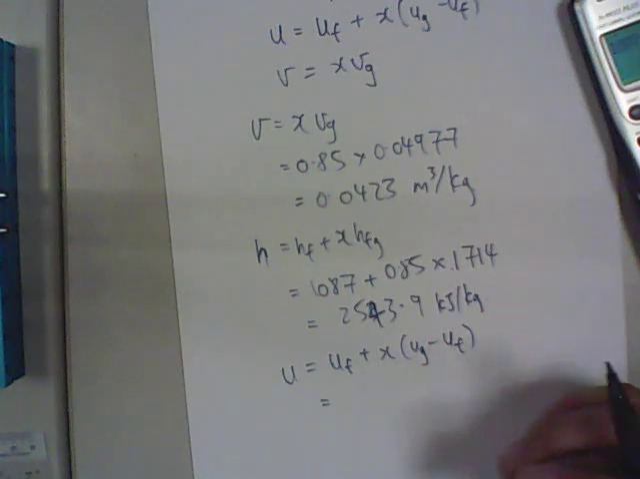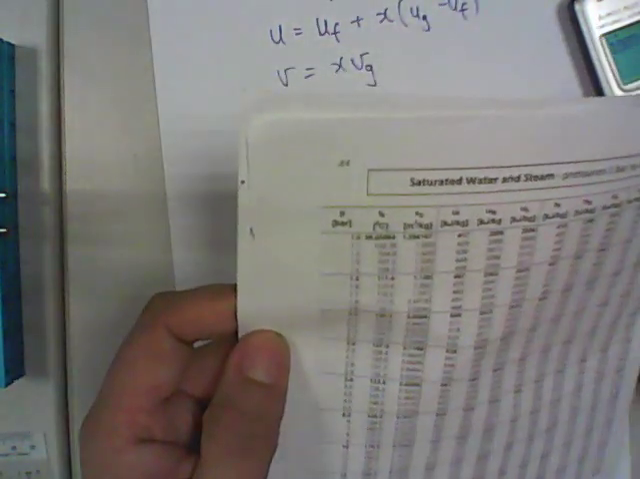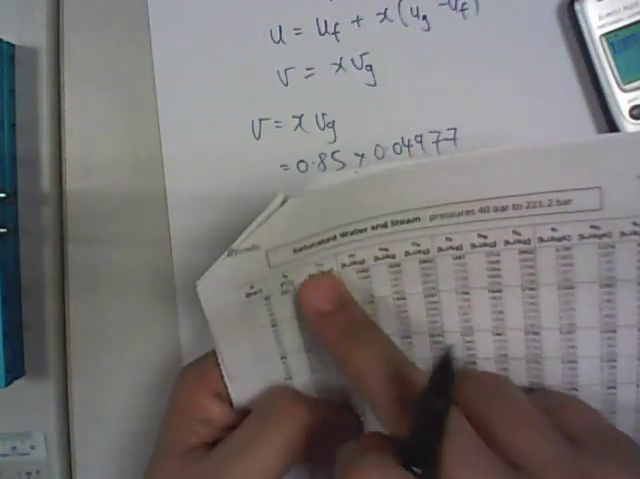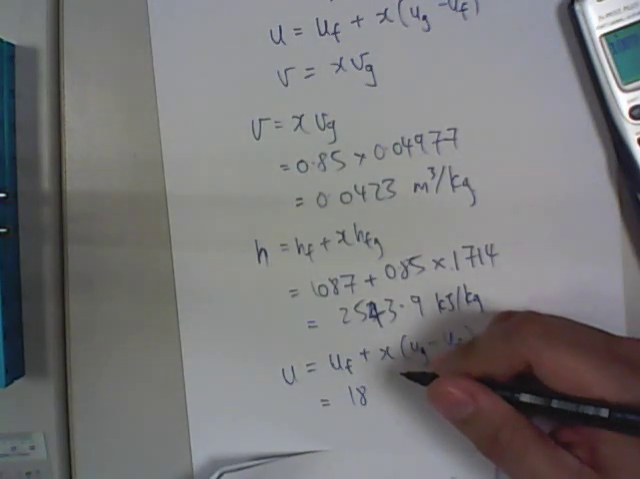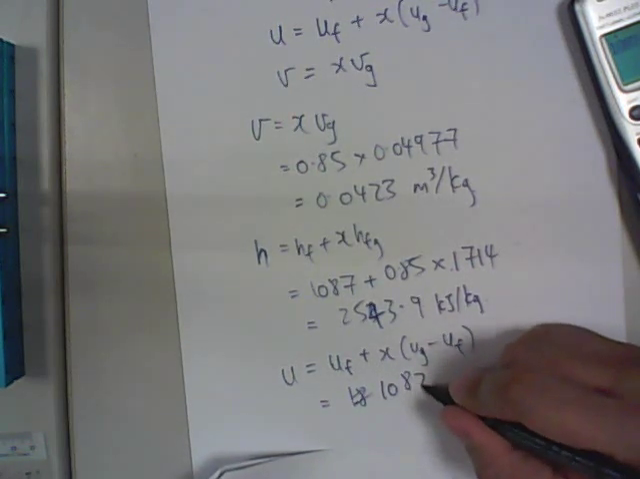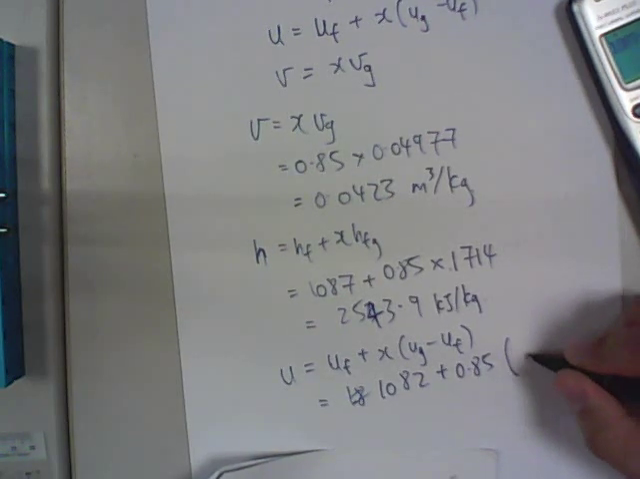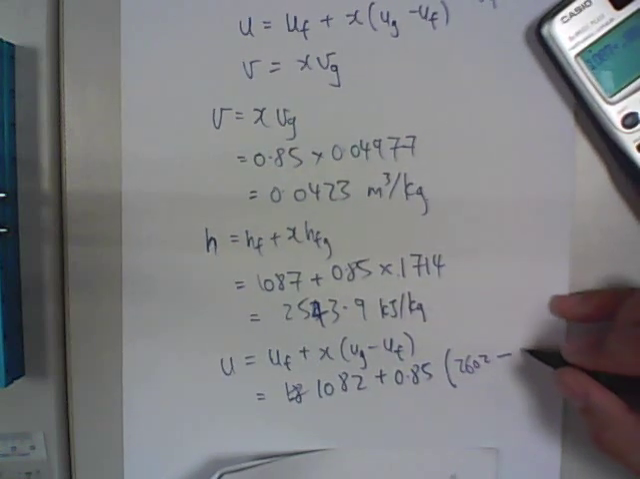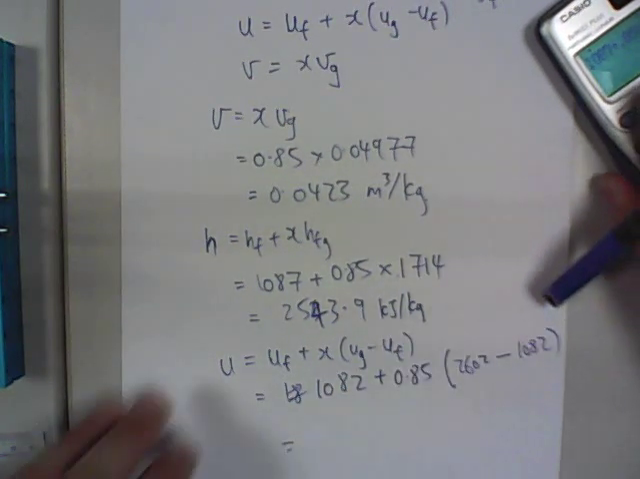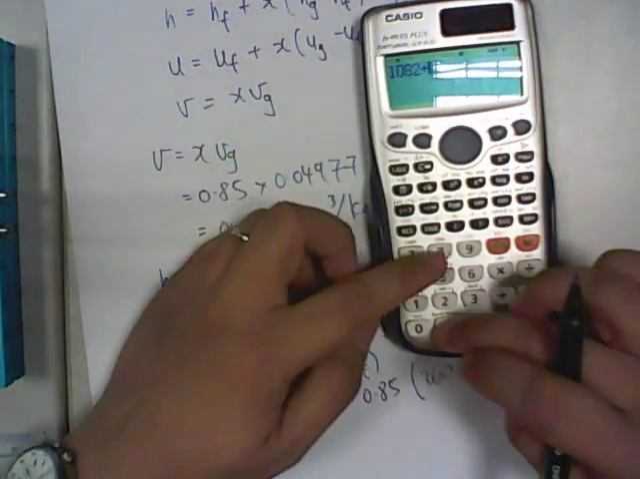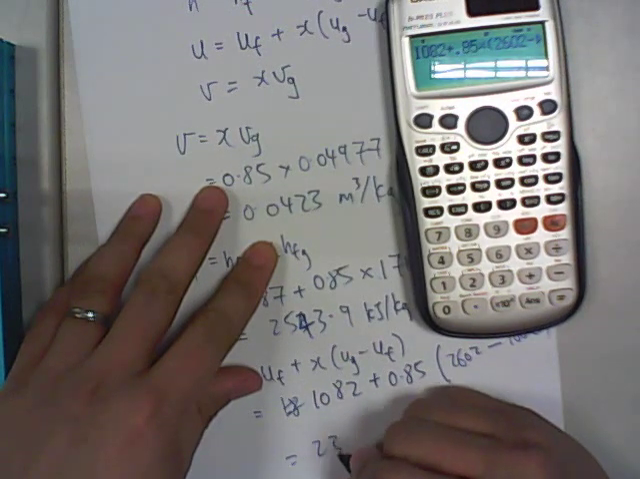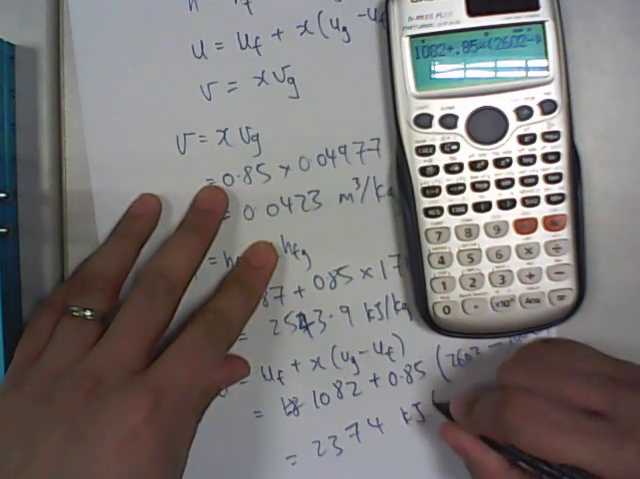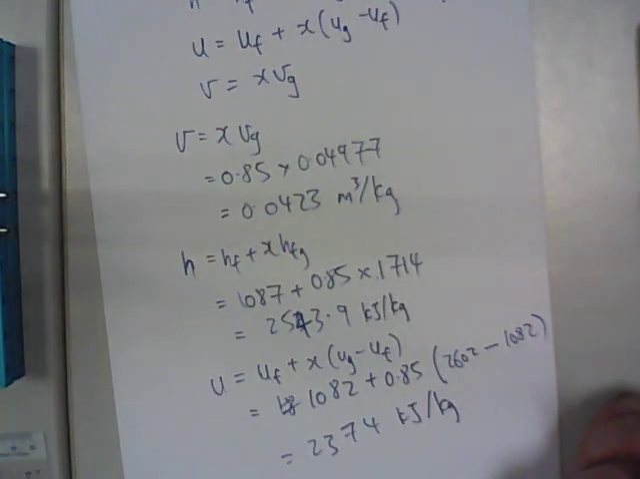And lastly, specific internal energy is UF plus x times (UG minus UF), or UFG. If you look at this page, A4 will be the last row, A5 will be the first row. 1082 plus 0.85 times (2602 minus 1082), which gives 2374 kilojoules per kilogram. Okay, so that is for example 5-2.